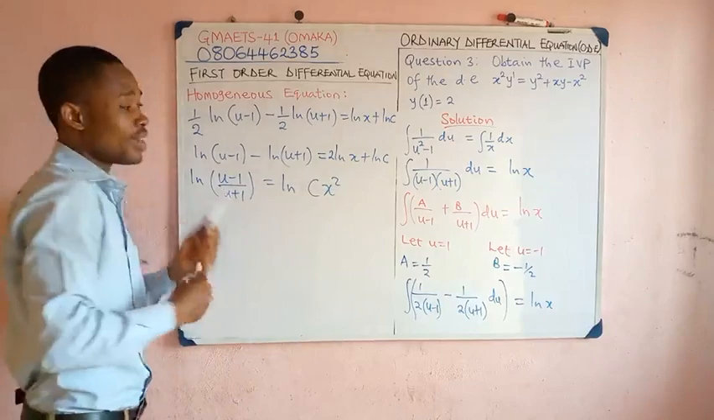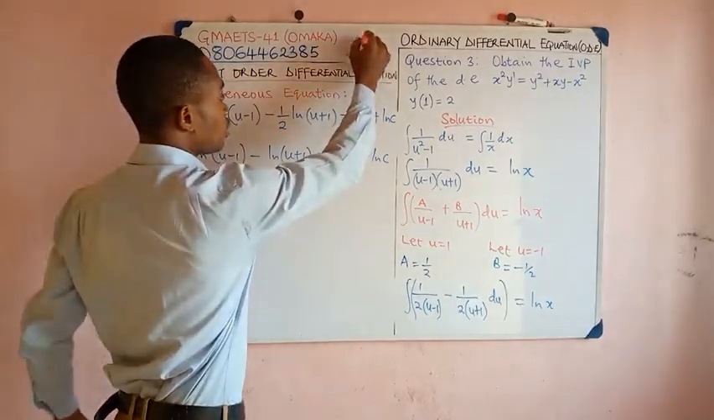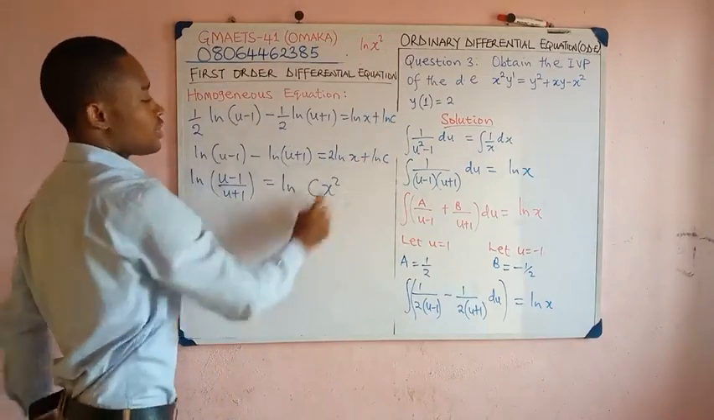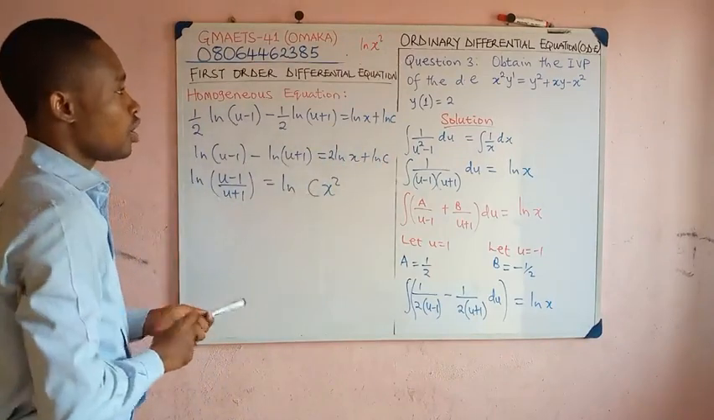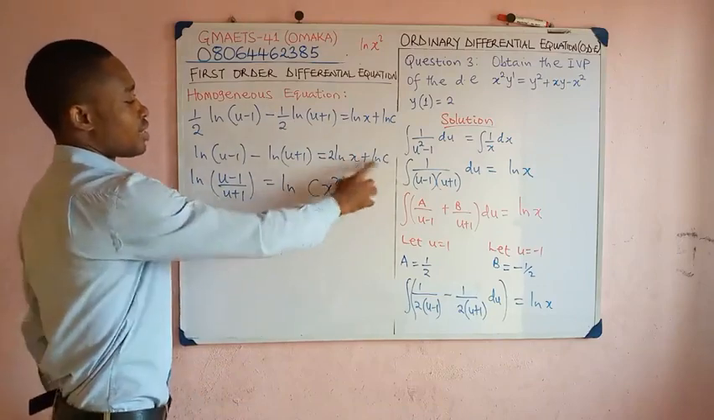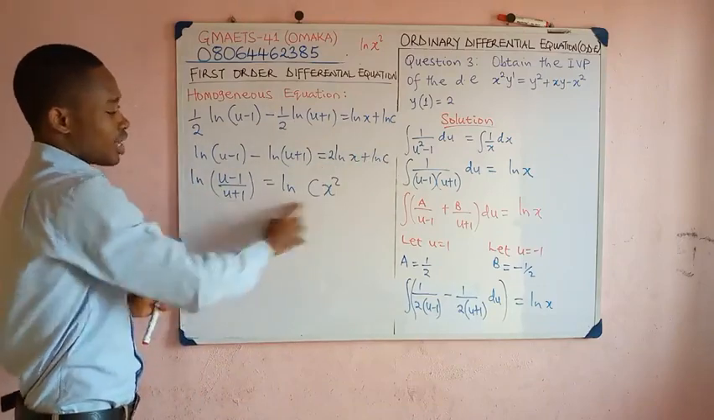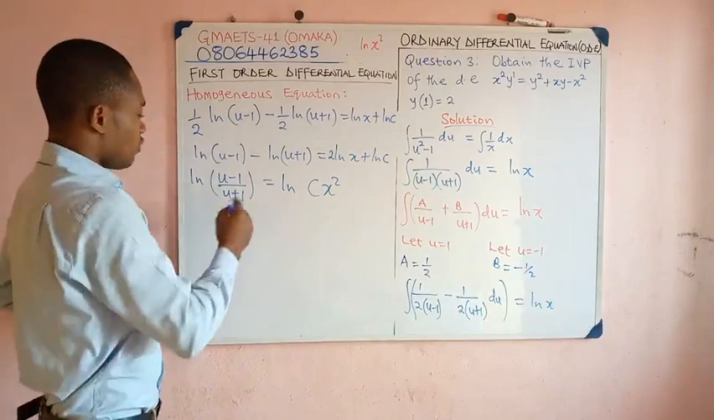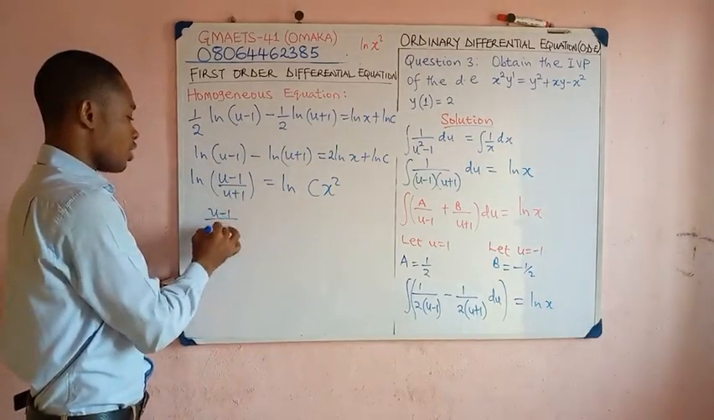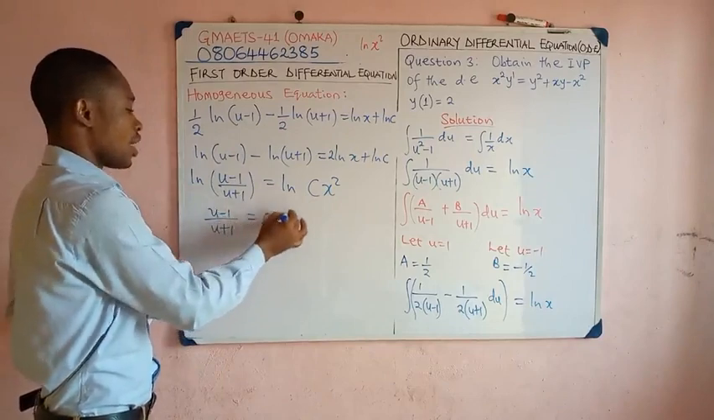Okay, you know what I did here, right? This term first will change to ln x raised to the power 2. Then that ln x raised to the power 2 plus ln c, you apply addition law of logarithm. Just pick one of the lns and then multiply c by x squared. Take exponential of both sides. If you do that, the ln will disappear. You'll be left with u minus 1 over u plus 1 equal to cx squared.